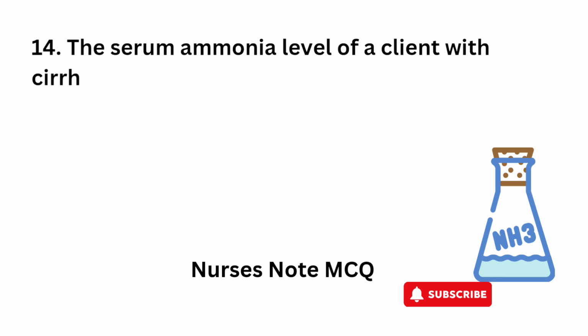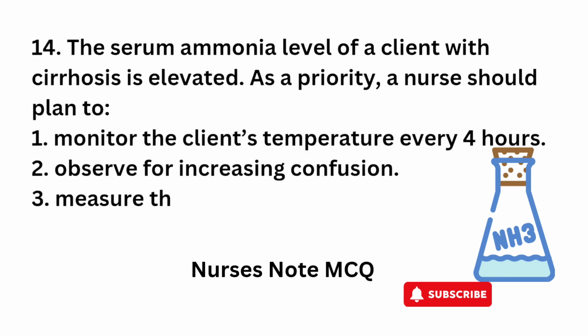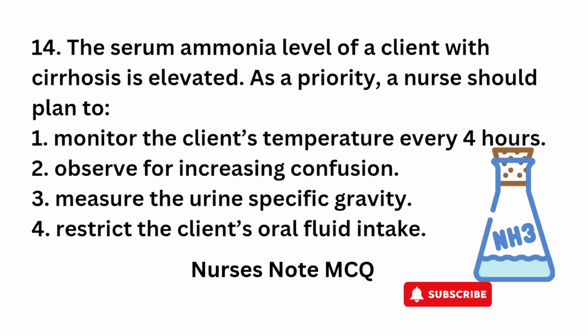The serum ammonia level of a client with cirrhosis is elevated. As a priority, a nurse should plan to 1. Monitor the client's temperature every 4 hours. 2. Observe for increasing confusion. 3. Measure the urine-specific gravity. 4. Restrict the client's oral fluid intake.